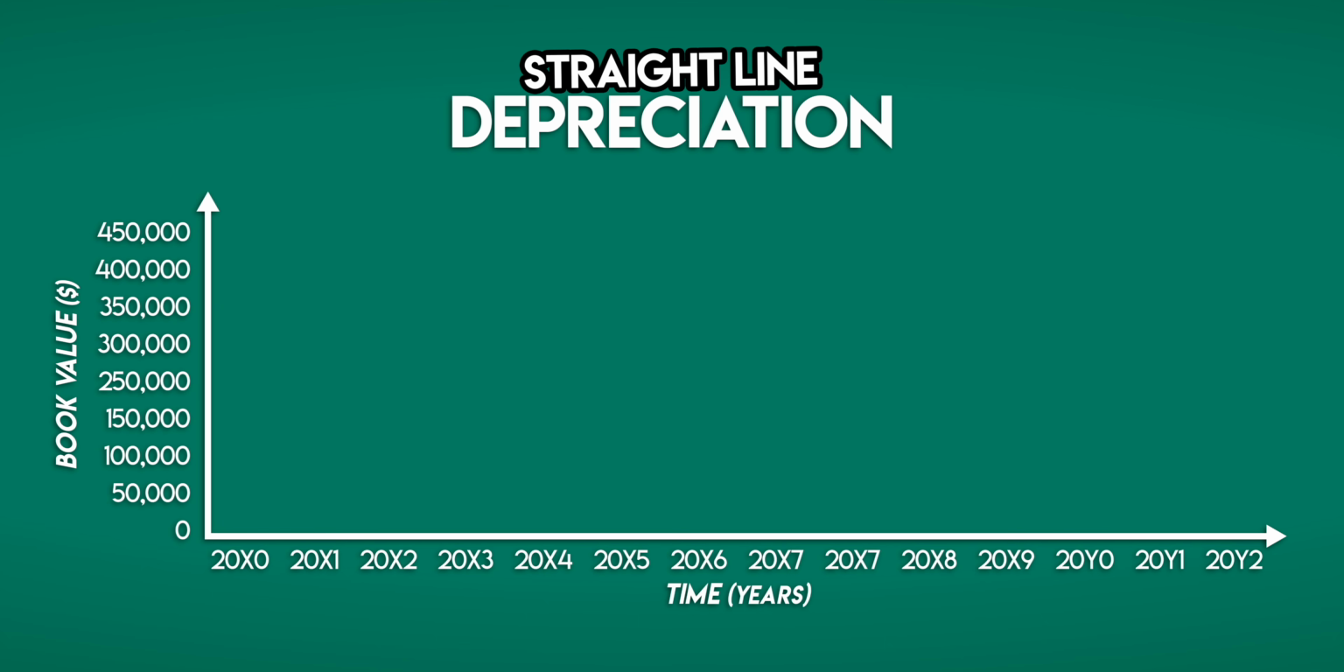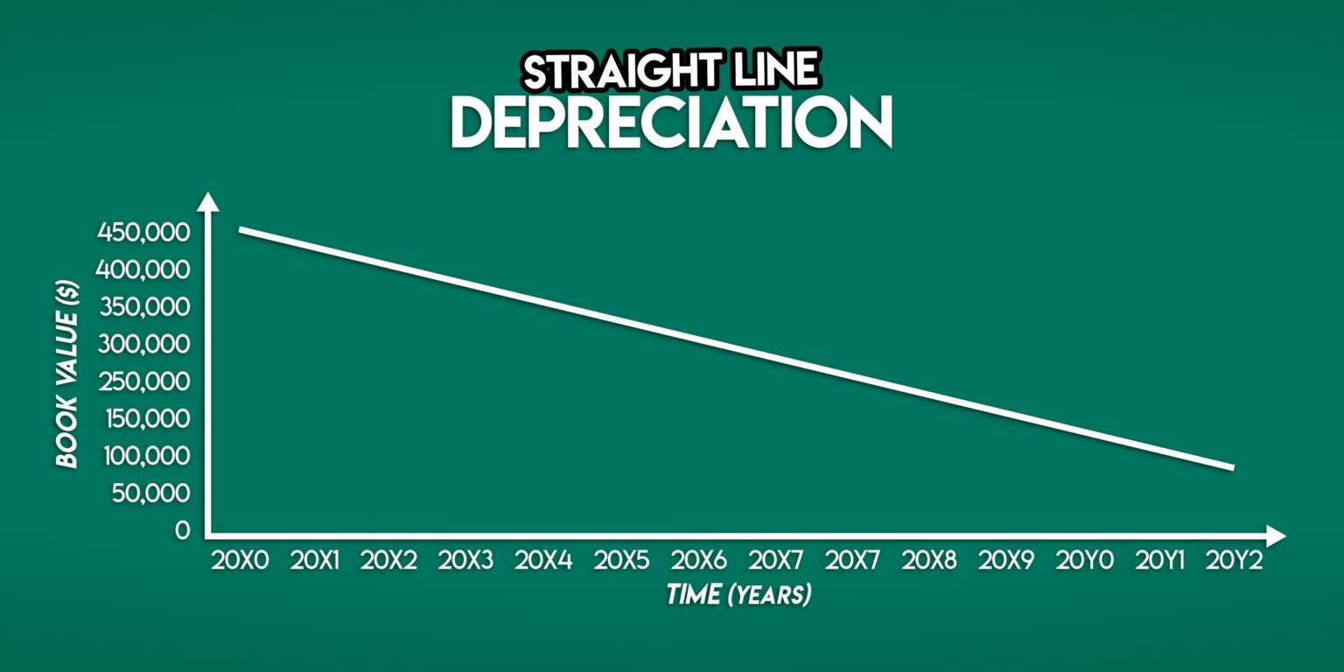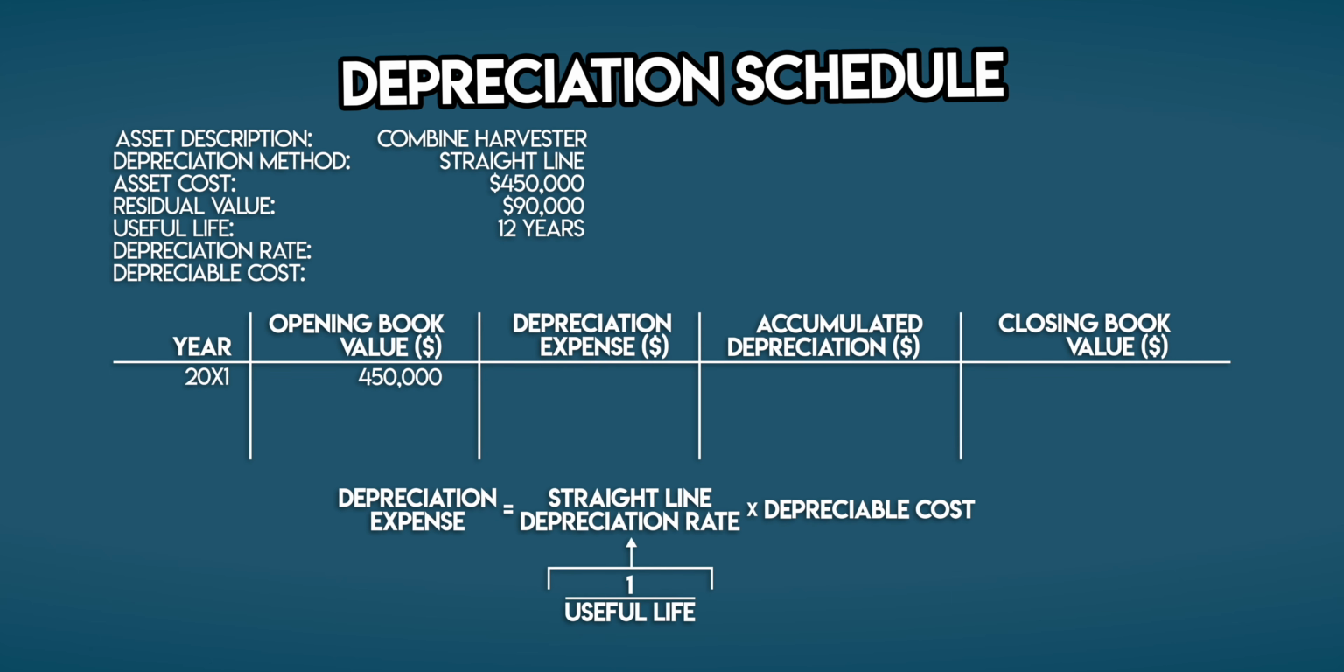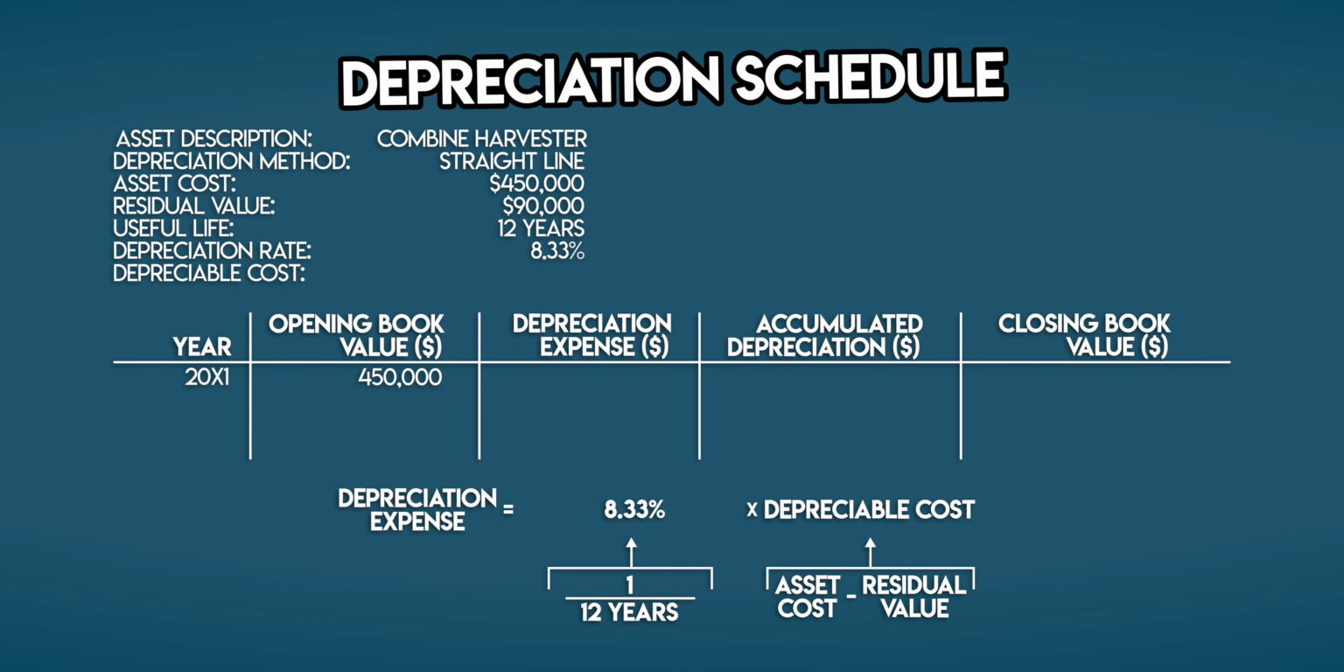Now let's work out your depreciation expense. I mentioned at the start that straight line depreciation is a fixed cost depreciation method where the expense is spread out evenly over the asset's useful life. So grab your calculator, we're about to do some maths. The depreciation expense can be calculated by taking your straight line depreciation rate and multiplying it by your depreciable cost. Your straight line depreciation rate is 1 divided by the useful life of your combine harvester. So that's 1 over 12 years, which rounds to 8.33%. Depreciable cost is the difference between your asset cost and residual value.